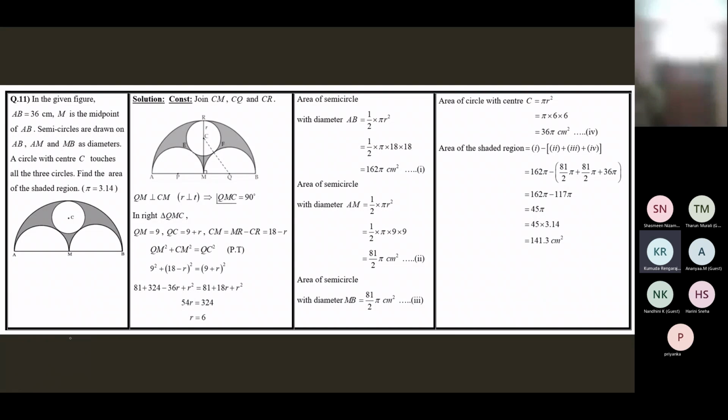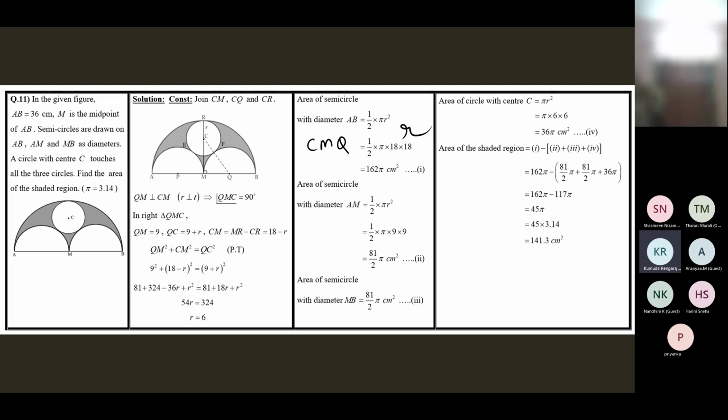Now we have a right triangle. See why all this? Because we analyzed that we do not have the radius of the circle. We have the radius for all the three semicircles, but we do not have the radius of the circle. So this is to find the radius of the circle. Now we have a right triangle CMQ. Using this right triangle and Pythagoras theorem, we are going to find the value of R.